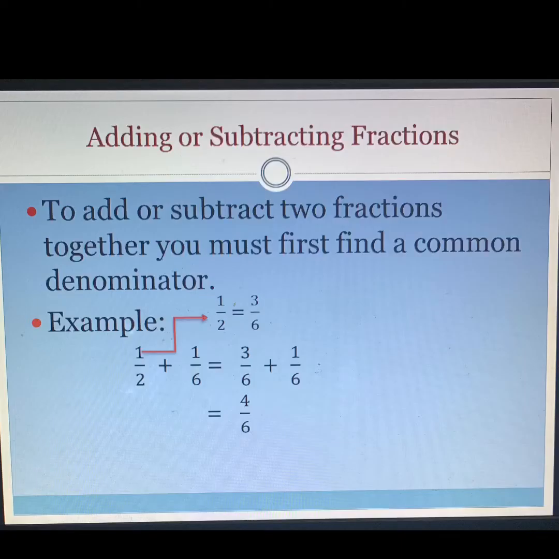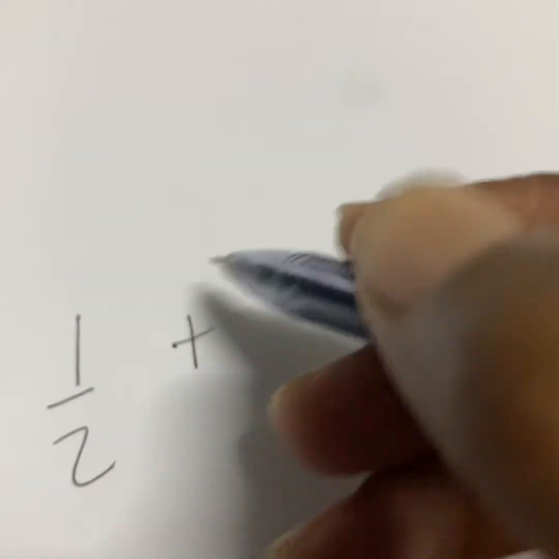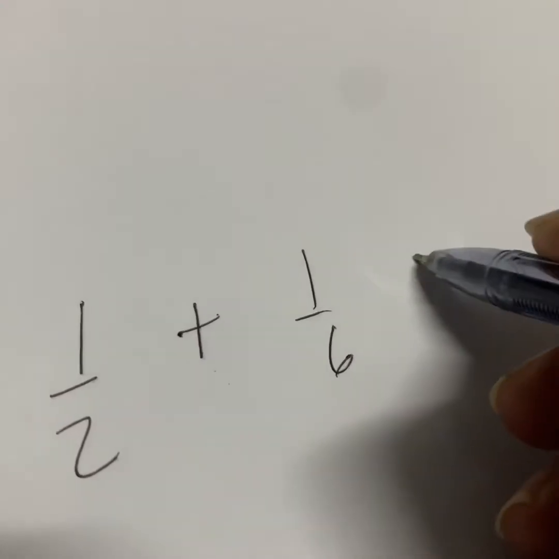Let's move on to adding and subtracting fractions. To add or subtract fractions, you must find a common denominator. Alright, there's an example there. Let's look at the example. The example is a half plus 1/6.